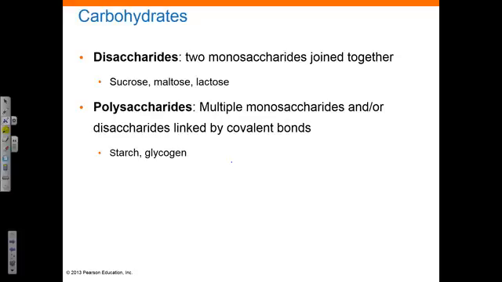Polysaccharides are composed of multiple monosaccharides and/or disaccharides that are linked together by covalent bonds. Examples of polysaccharides include starch, which is found in grains and potatoes, and glycogen, also known as animal starch. Glycogen, made and stored in the liver and muscles, is composed of many glucose molecules. Glycogen serves as an energy reserve because it can be broken down as needed into glucose, the body's main metabolic fuel.